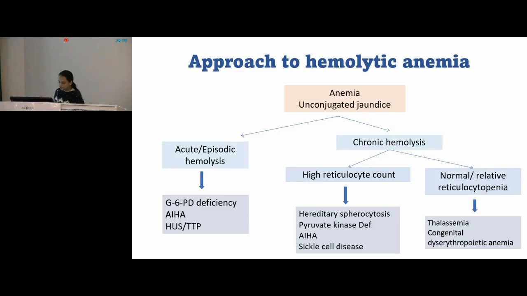In them, based on the reticulocyte count, you can divide them into two groups. If the reticulocyte count is elevated, the most common ones which we will be seeing in our OPDs would be hereditary spherocytosis or autoimmune hemolytic anemias. They present with elevated reticulocyte count and hemolysis going on for a while. And if there is chronic hemolysis with relative reticulocytopenia, you have ineffective erythropoiesis like thalassemias.